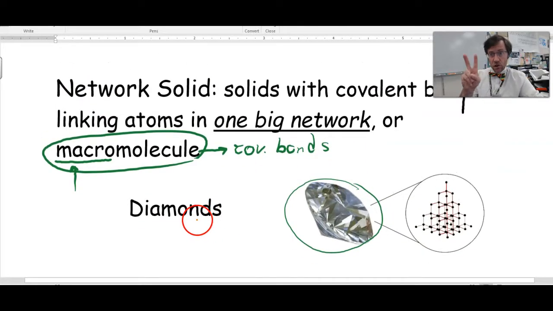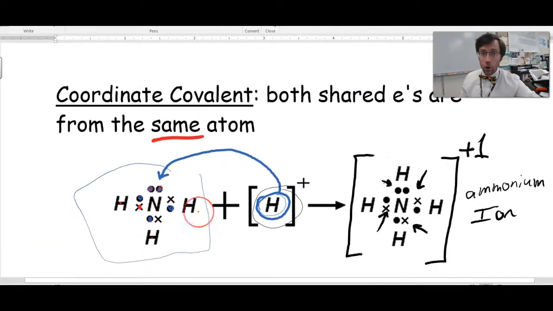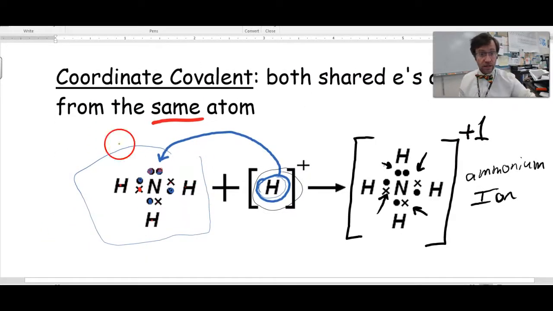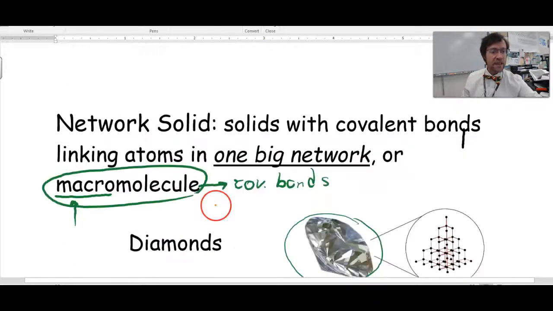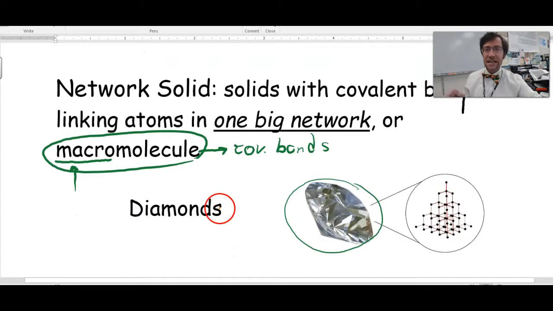Got it? Okay, so those are our two weird kinds of covalent bonds. We have coordinate covalent bonds, remember, where both of these electrons right here come from the nitrogen, so they belong to the nitrogen, but it's used to bond the nitrogen and the hydrogen together, right? And then we have a network solid, and that is a solid. For all intents and purposes, it looks like it's ionic. It's all crystalline and solid, but it's not ionic. It is definitely a covalent bond.